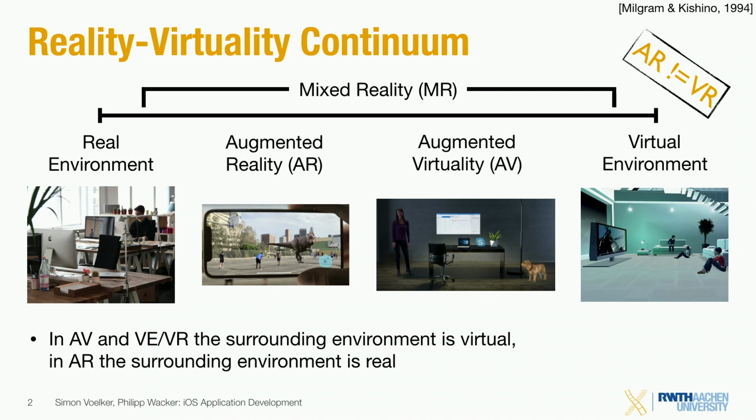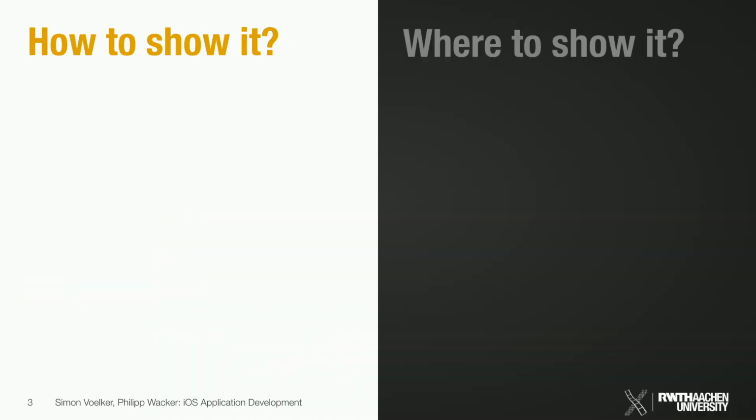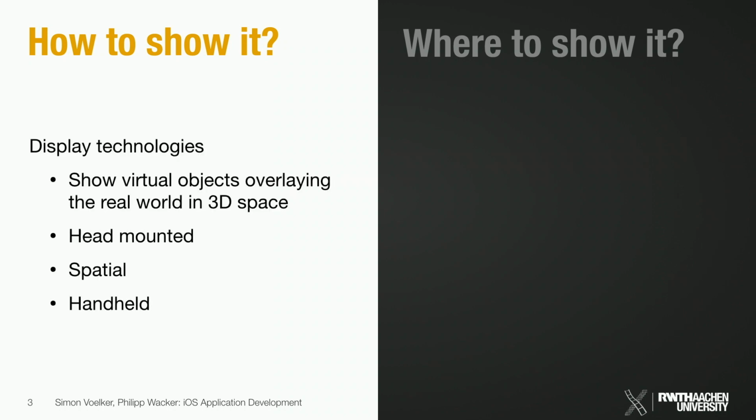So if we look at augmented reality, there are two key questions that you have to tackle to set up such a system. Those are: how do you show the information? How do you show the virtual information that is now in the real world? And where do you show it? Starting with the left side, those are the different display technologies that you use.